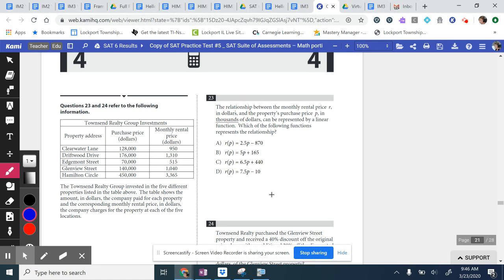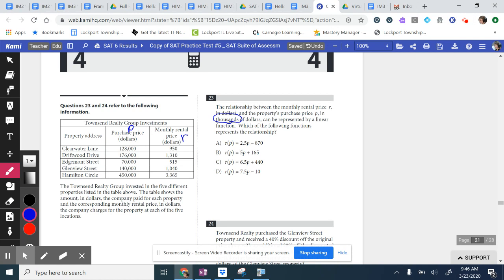Now we want to look at the relationship of the monthly rental price in dollars. So they're using an R to represent that. So I'm going to go to the table and put the R on the table. And the purchase price of the property, which is P in thousands of dollars. Purchase price. So this is already, so this is $128,000. So we would add 3 more zeros onto this. But for computation, we don't need to consider that right at this moment.